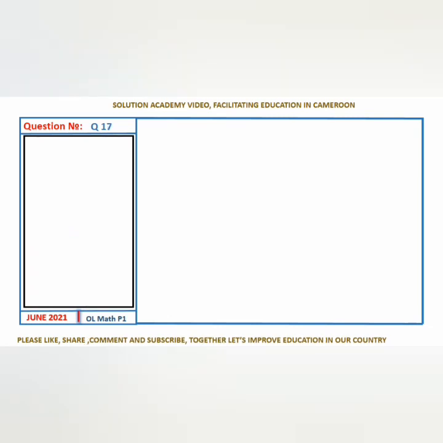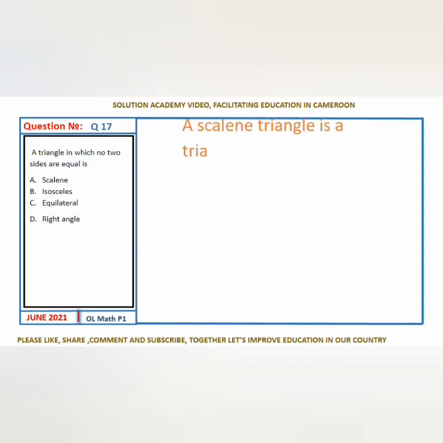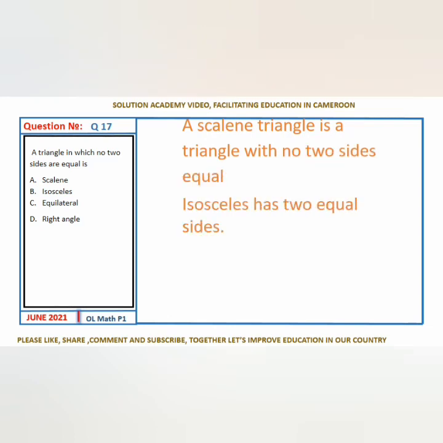Question number 17. A triangle in which no two sides are equal is called. The correct answer here is a scalene triangle. A scalene triangle is a triangle in which no two sides are equal. This is just a remark. You need to know that an isosceles triangle has two equal sides and of course two angles that are equal. A right angle triangle is a triangle that has an angle of 90 degrees. An equilateral triangle is a triangle that has four sides. Take note of that. So to this effect, our answer is A, scalene triangle.